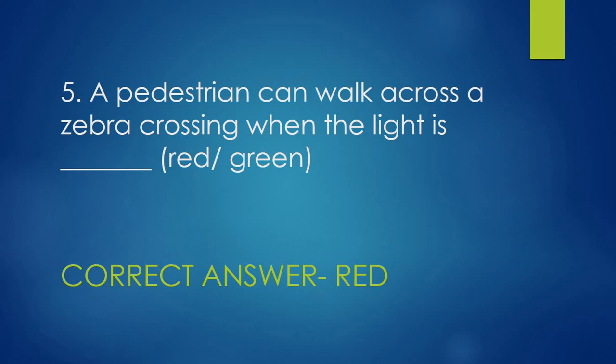I hope that this much time was sufficient for you to check your answer. So a pedestrian can walk across a zebra crossing when the light is red. Many might have made the mistake in this. This is a bit complex if you don't read the sentence properly. Clearly it is written walk across the zebra crossing. So smart people will understand this.